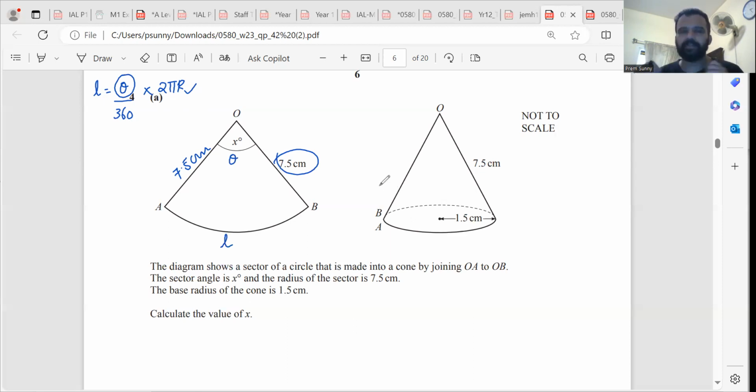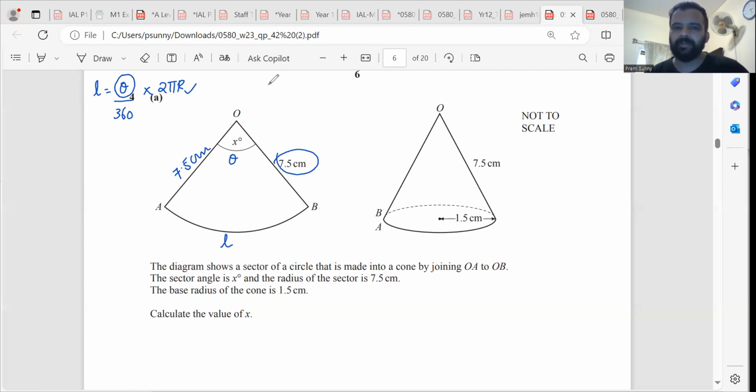Now, a sector and a cone. When a sector is made into a cone, we need to know this relation. If we don't know this relation, then we won't be able to solve this question. When a sector is made into a cone, then the arc length of the sector will be the same as the circumference of the circle formed here. Now, the radius is given 1.5 centimeter, so I can find out the circumference.